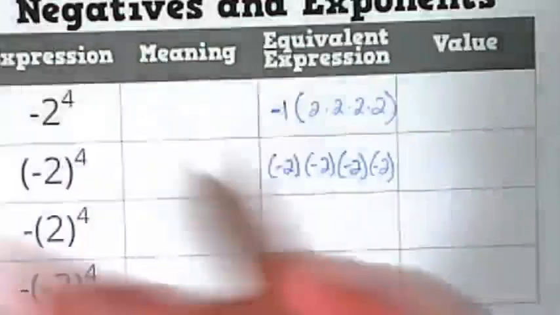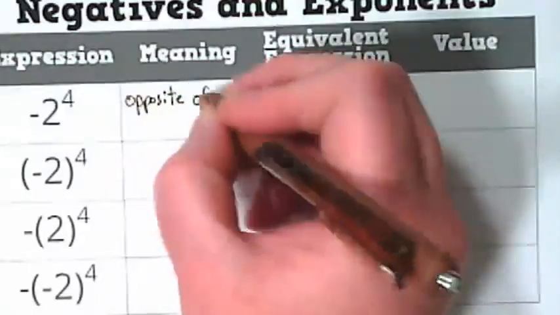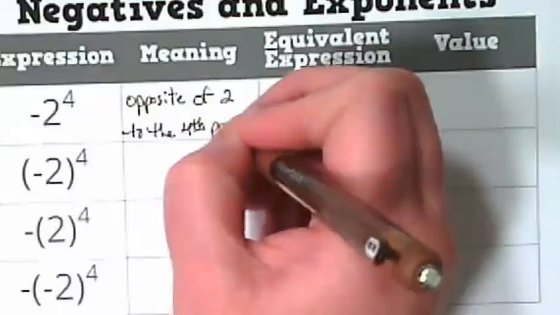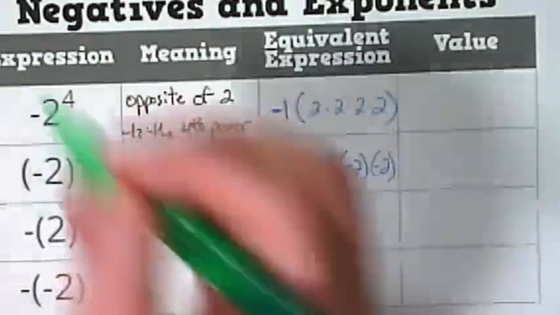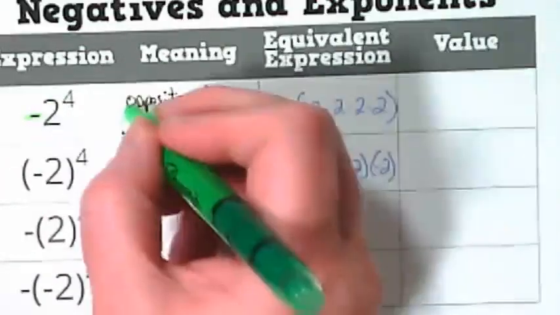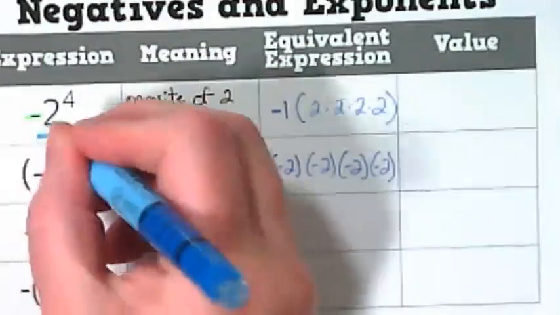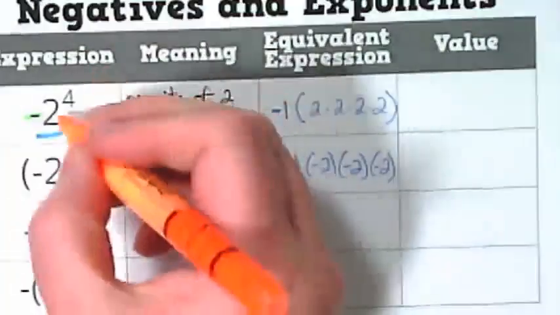For the meaning column, what we're going to write here starts with the word opposite. Opposite of 2 to the 4th power. I'm going to do something I did not do in third period to see if I can make this really clear. This is the opposite part. This is the base. And this is the power.